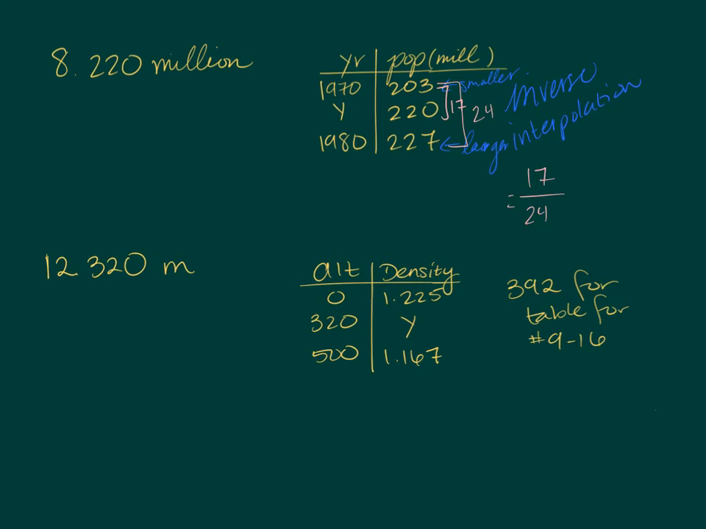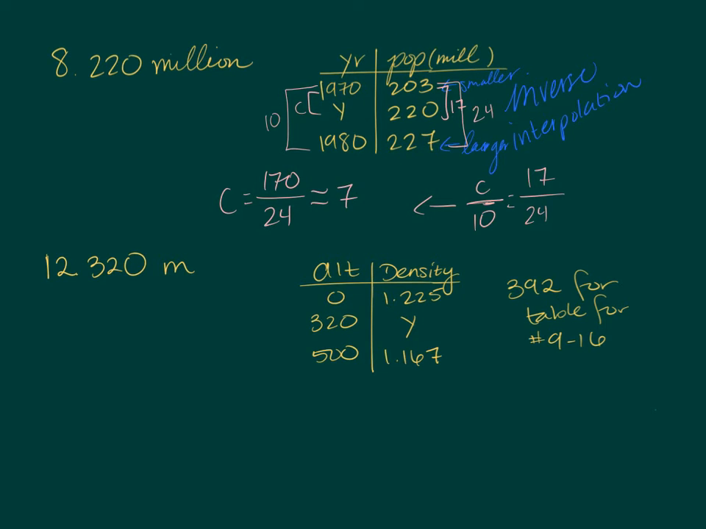So the difference between 1970 and Y, we don't know yet. So I'm going to name that C. And then the difference between 1970 and 1980 is 10 years. So over 10 years, population increased by 24 million. And over C years, population increased by 17 million. And just like before, we're going to multiply both sides by 10 and solve for C. So C is going to be equal to 170 over 24, which is approximately 7.